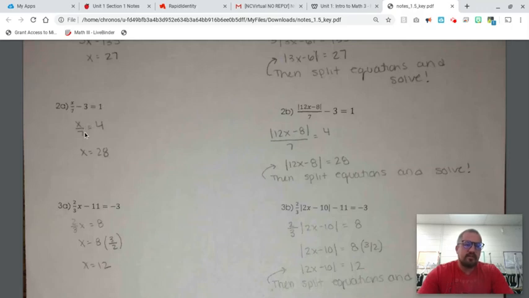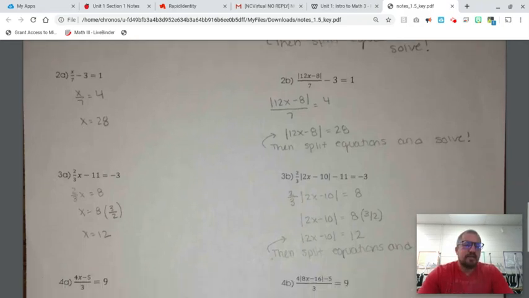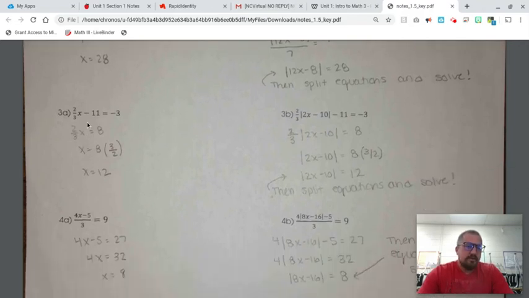That gives us x over 7 equals 4. Step 2 would be to multiply by 7 to get rid of that from the bottom. So now we have x is equal to 28. We go to question number 3. We have a minus 11 out here, so we want to add 11 to the right side. So we get 2/3 x equals 8. If you want to get rid of the 2/3, you've got to multiply by 3/2, the opposite of it. So 8 times 3/2 gives us x equals 12.